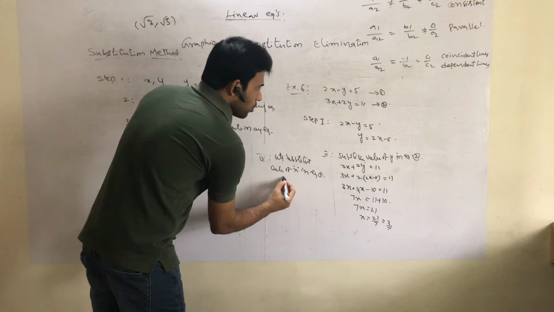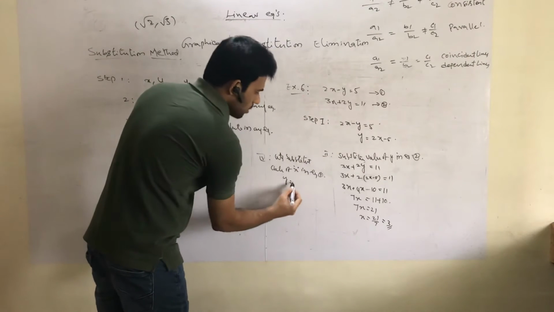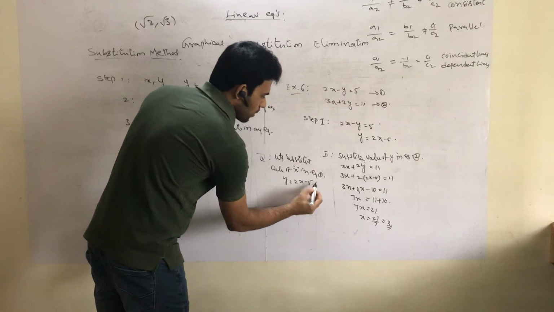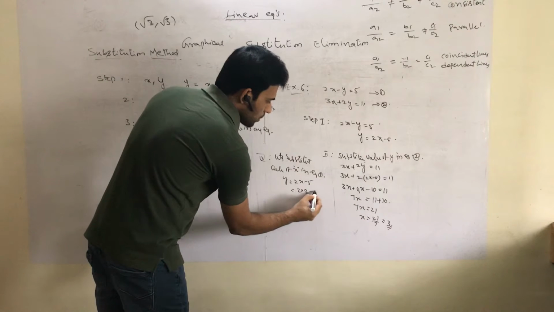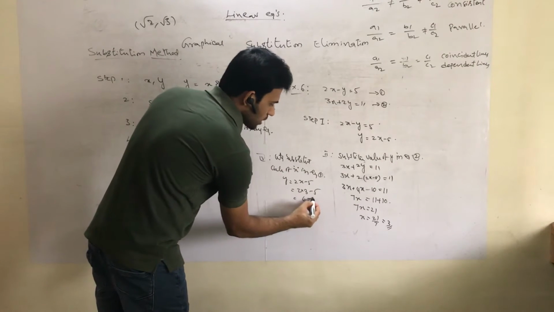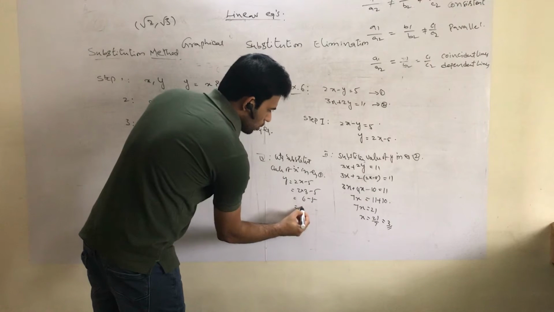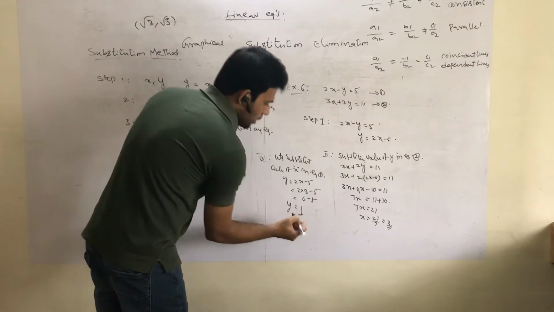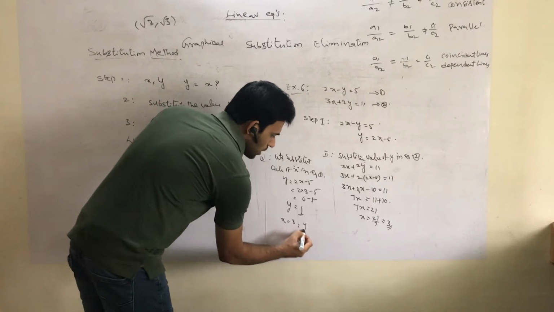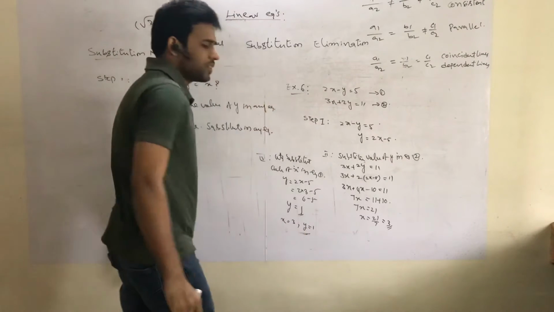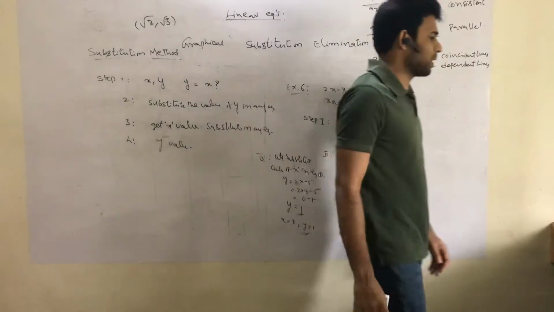So we already know what is y from our first equation, that is 2x minus 5. So what is the value of x? 3. 2 into 3 minus 5. 2 3s are 6, 6 minus 5. So this is 1. So y is 1. So the answer is x equal to 3, comma y equal to 1. This is the substitution method.